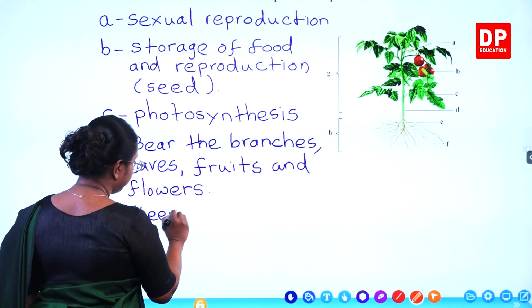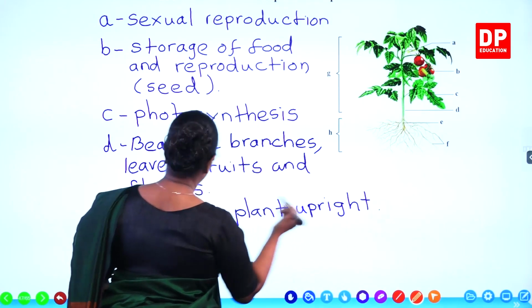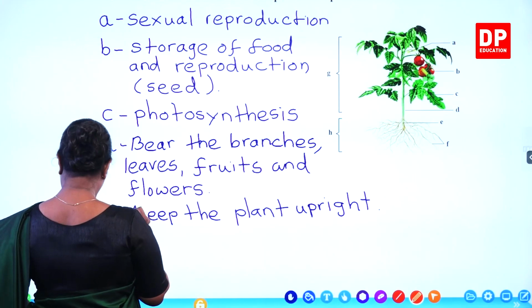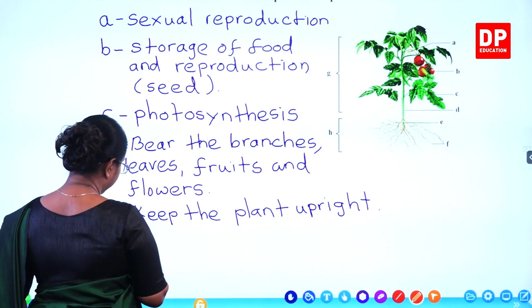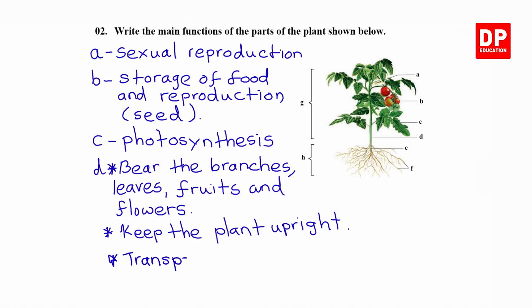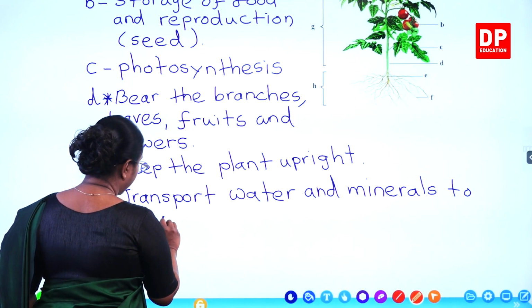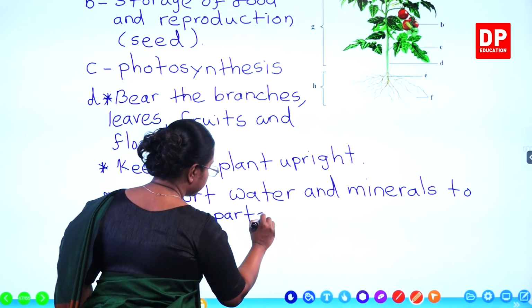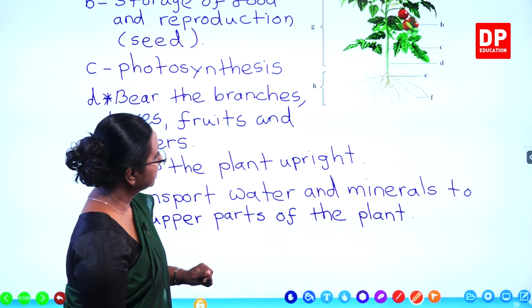Then second one, you can say keep the plant upright, and also we can say, this is the first function, then the second function, and third one we can say transport water and minerals to the upper part of the plant. Then what is the next one?